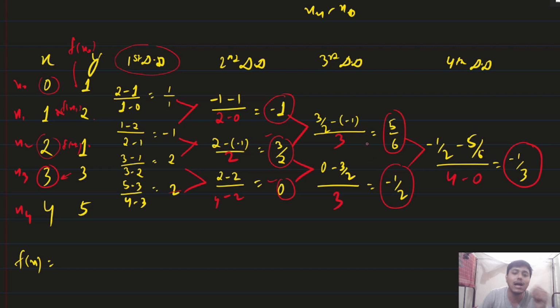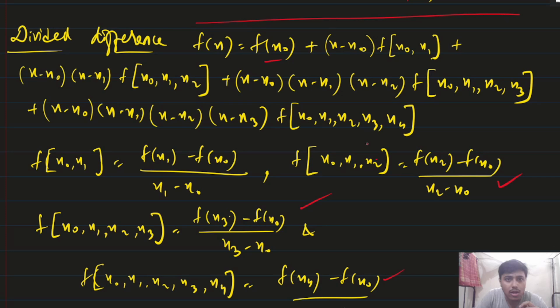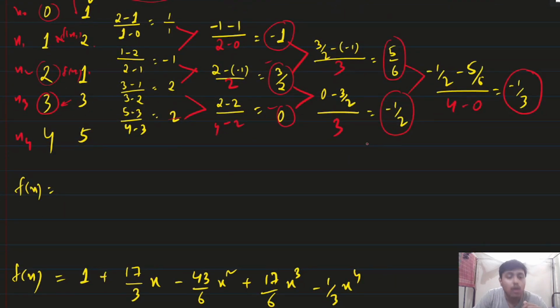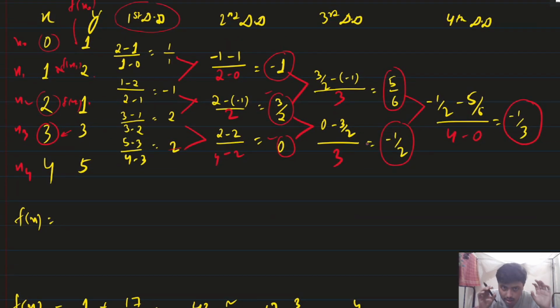Because in the formula, we will use only what? You will see. f of x equal to, first we will write the value of f of x naught. We are using the forward divided difference. So that is why we start with f of x naught. See, what is the value of x naught? f of x naught is 1. So it will be 1 plus x minus x naught.